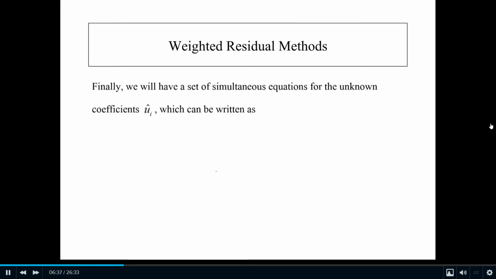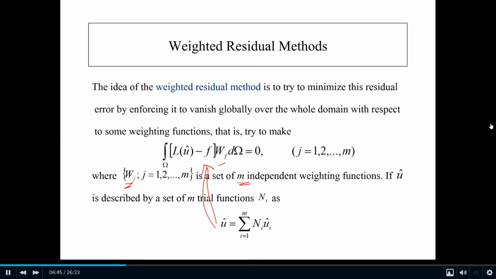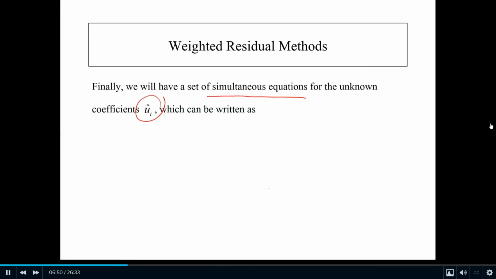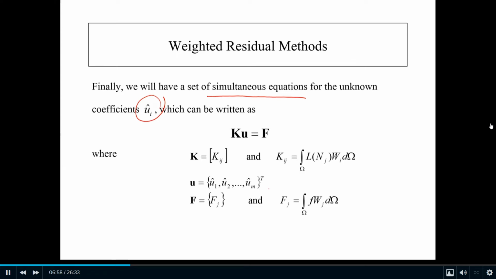eventually you would have a set of simultaneous equations to solve for the unknown u i hat. The set of equations to be solved is given in a form like this: K u equal to f. K looks like this. U is of course the vector of unknown coefficients, and f here is the right hand side, and its elements can be expressed like this.